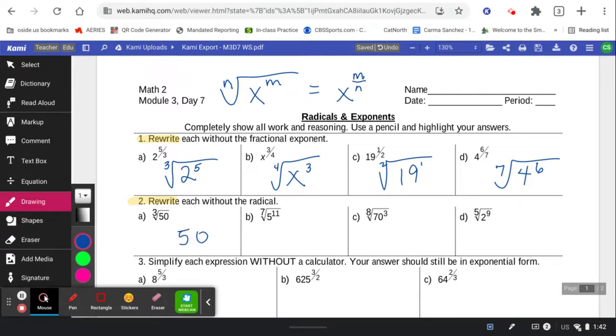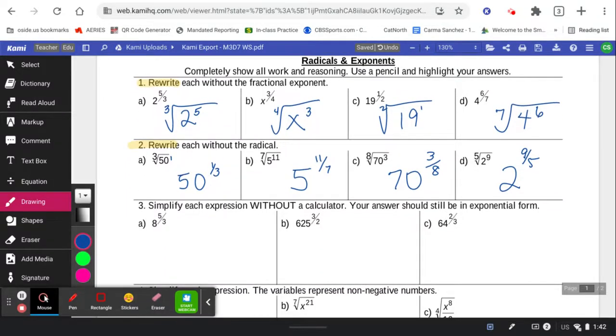Big base of 5, power of invisible 1 over 3. So this is going backwards from that top row. Big base of 5, what's going to become the numerator and the denominator in your fractional exponent? You got it, 11/7. Big base of 7, what's going to become your numerator and your denominator? Look to see how you did. Big base of 2. You got it, power of 9/5. Okay. So when it says rewrite, we're done.